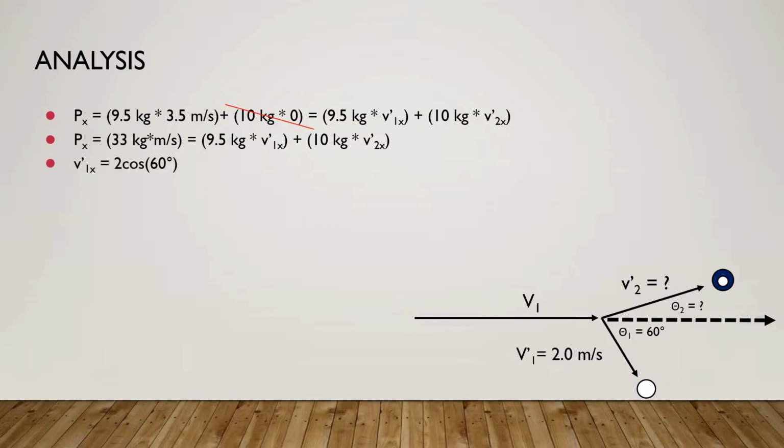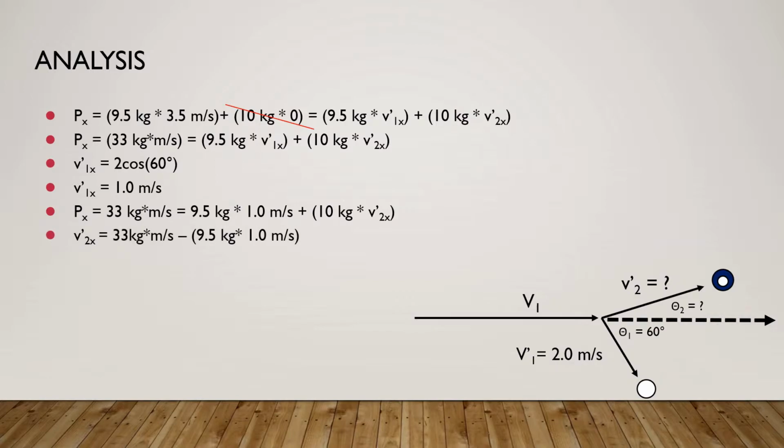Using trig, we know the horizontal component of the cue ball's final velocity is equal to 2 times the cosine of 60 degrees, or 1 meter per second. Plugging this number back into our equation allows us to solve for the final horizontal velocity of the target ball, which is approximately 2.4 meters per second.